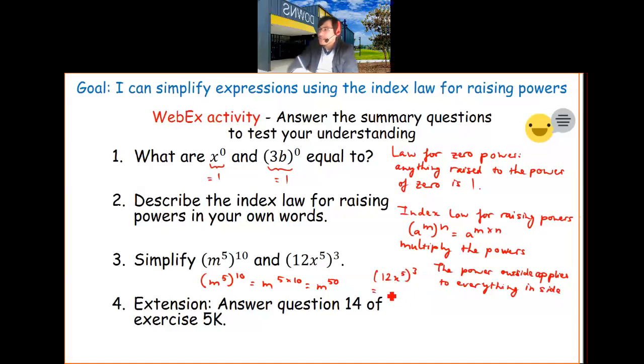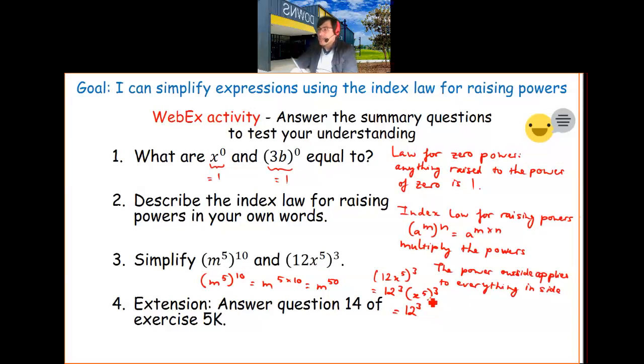So the first thing we have is 12. So there's going to be 12 to the power of 3. And the second we have is x to the power of 5. And the reason why I'm putting this in a bracket is because this is one whole thing together, okay? So x to the power of 5, then to the power of 3. And now you can see that this gets back to the index law for raising powers, isn't it? With the 12 to the power of 3, we're just going to leave that. We're not going to calculate it or anything. We don't have to.